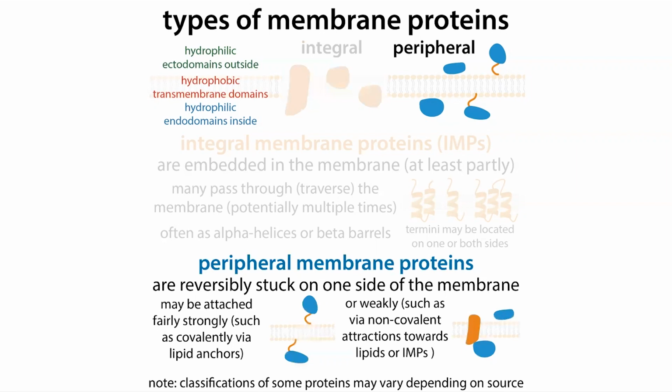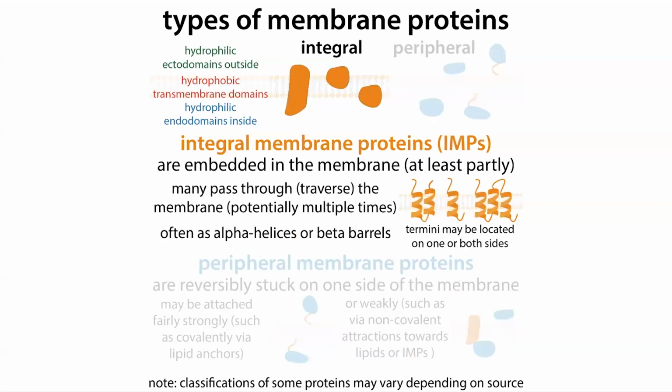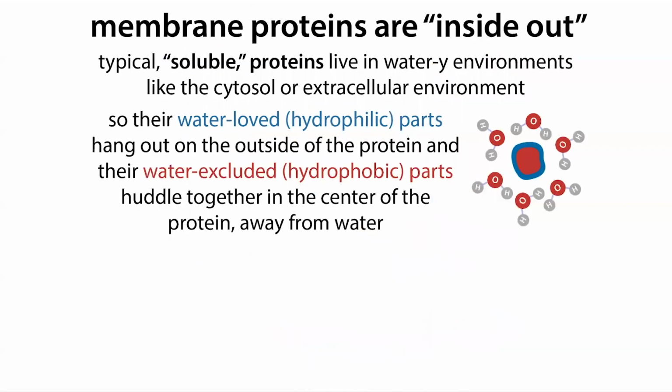And then we have peripheral proteins, which are kind of like reversibly stuck on one side of the membrane. They might be anchored on there by a connection through to one of those lipids, or they might just be weakly bound either to the heads of those lipids, say, or to integral membrane proteins that are already there. But we're going to focus on these integral membrane proteins for the most part. And when I talk about them being inside out, we need to think about what their structure is like. And what their structure is like is going to be dictated by what they're made up of and the environment that they're in.